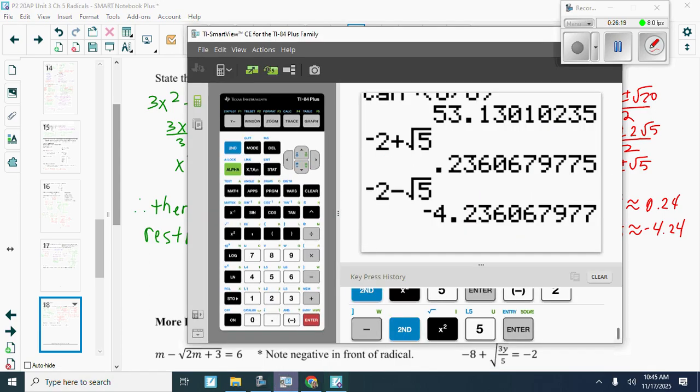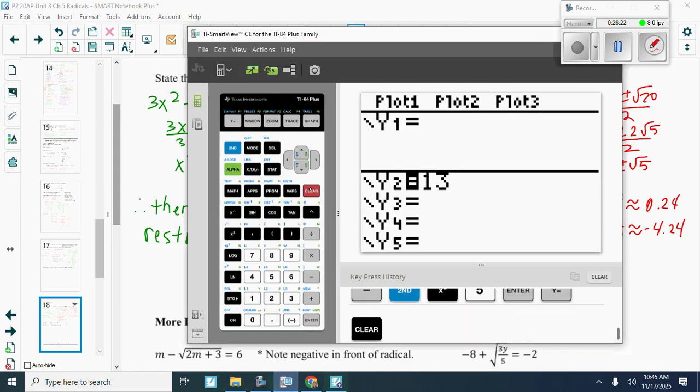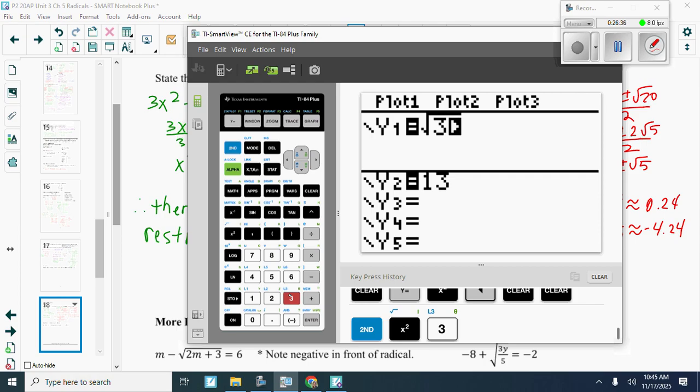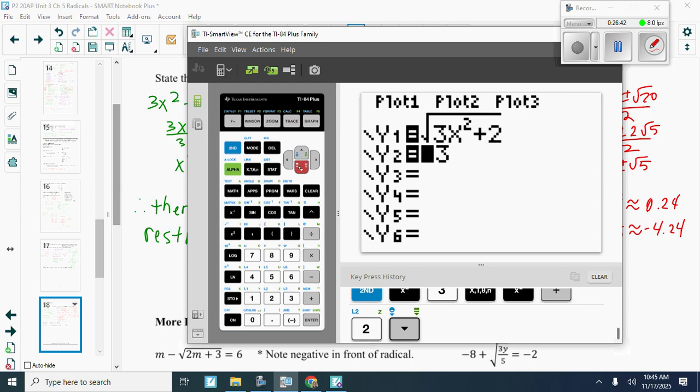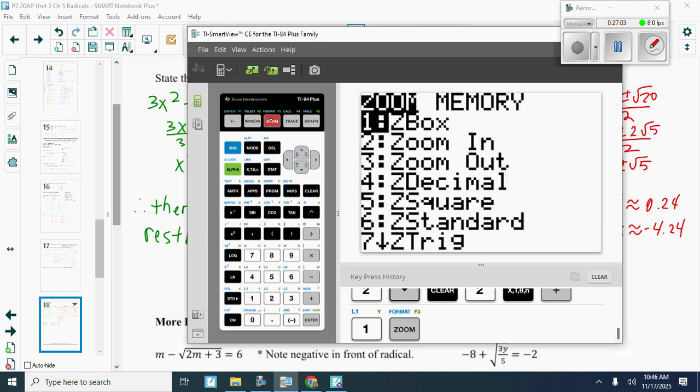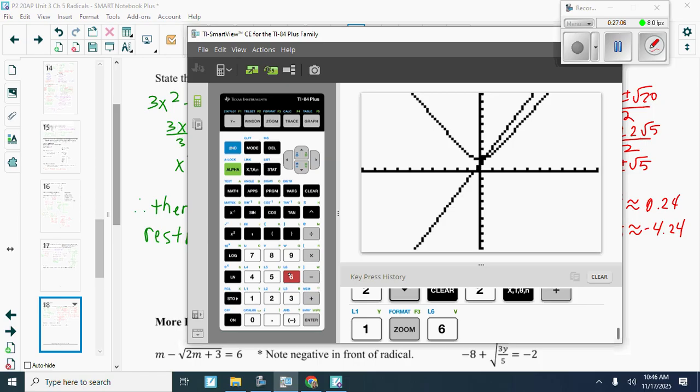All right, so we head over to our calculator. Y1 equals the square root of 3x squared plus 2, and Y2 equals 2x plus 1. We go back to our solutions, 0.24 and -4.24, so I'm thinking our standard window will be just fine. I do Zoom 6, and I've got my graph.